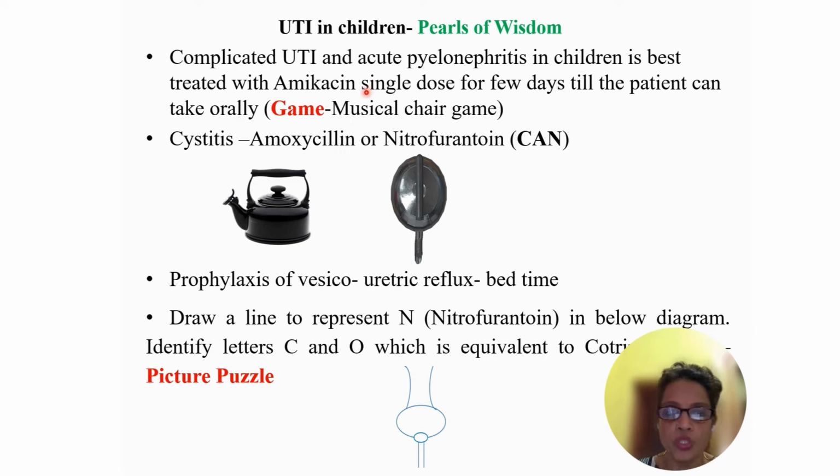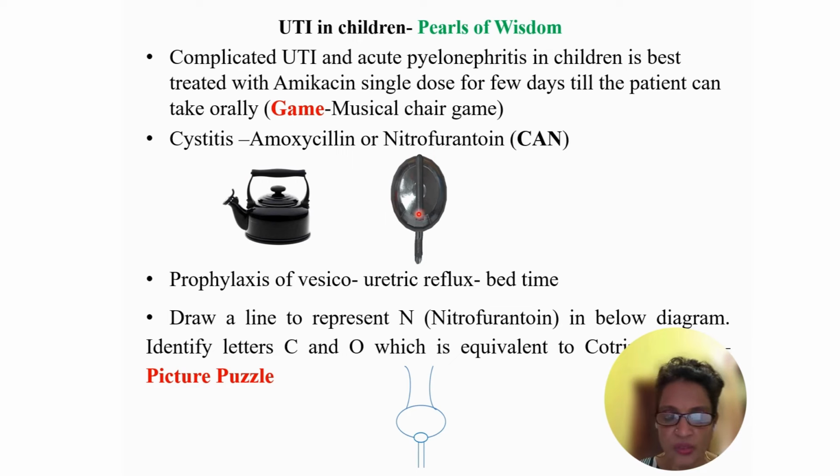Now for cystitis, we can use amoxicillin or nitrofurantoin. I've combined all these letters, C, A and N, to form a mnemonic called CAN. This is a CAN. Now if you have the end-on appearance of this CAN, it looks like a bladder and the urethra. So this represents cystitis, the bladder. So cystitis in children, remember the mnemonic CAN. C is cystitis, A is amoxicillin, and N is nitrofurantoin.